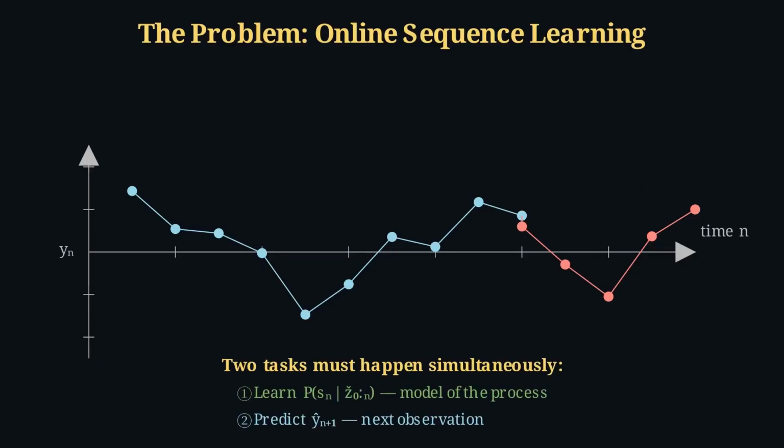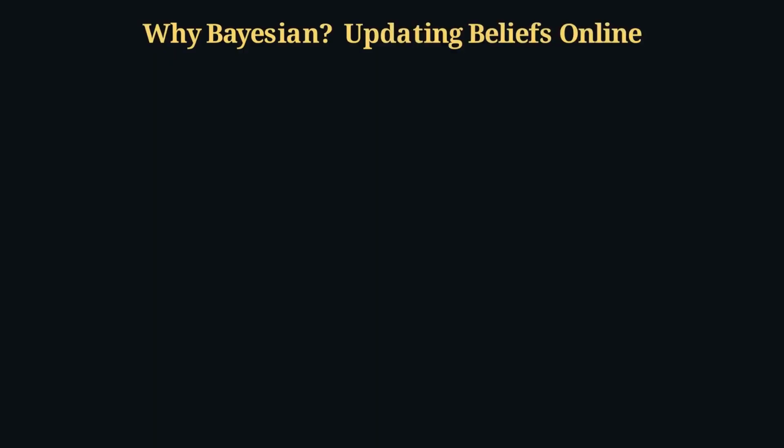This leads to two tasks that must happen simultaneously. First, continuously learn a model of the underlying process. Second, use that model to predict the next observation, all in real time, with no retraining.